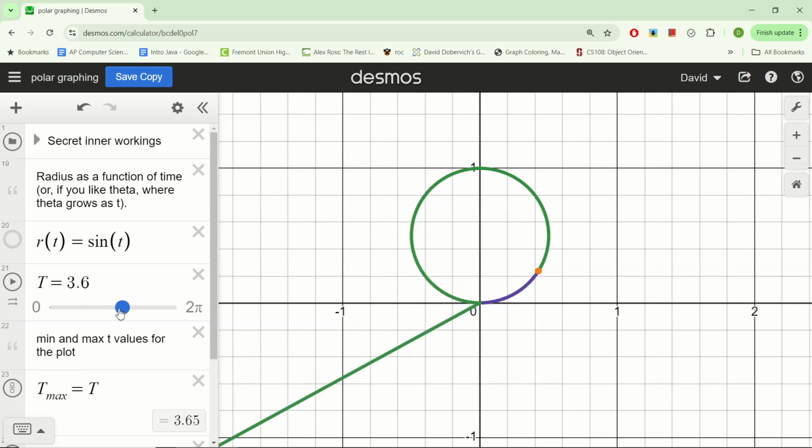So again, let's think about it. When my angle is facing down this way, the radius is the opposite direction. When my angle is facing down this way, my radius is in the opposite direction. So it's the same distance it would have been, but now up here.